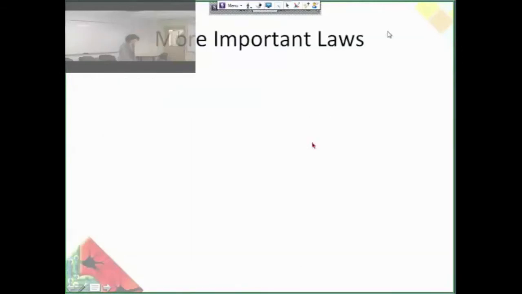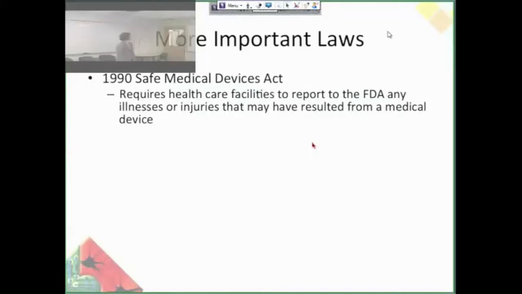Here we go. Okay. More important laws. In 1990, the Safe Medical Devices Act required healthcare facilities, so hospitals, nursing homes, anything that could be considered to provide healthcare, to report to the FDA any illnesses or injuries that might have resulted from a medical device. And that was really important because the physicians and the healthcare providers are the ones that are actually monitoring the device after it gets FDA approval. So let's say a device gets FDA approval, but it still causes serious injuries. The FDA needs to be able to recall that device and do it from a coordinated effort. So that was a really important law.